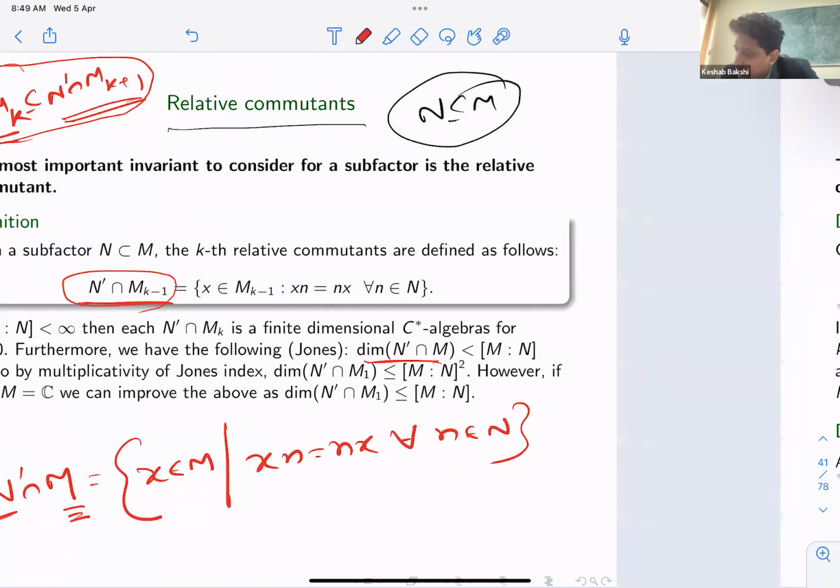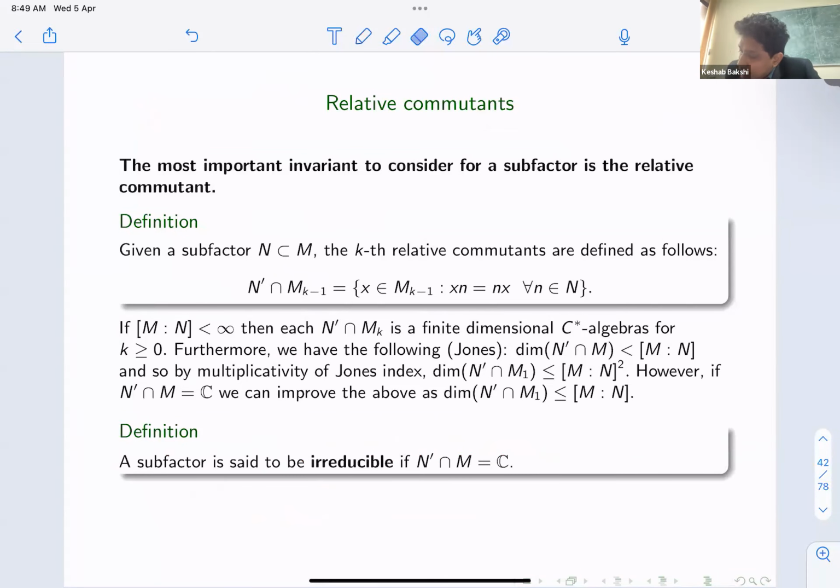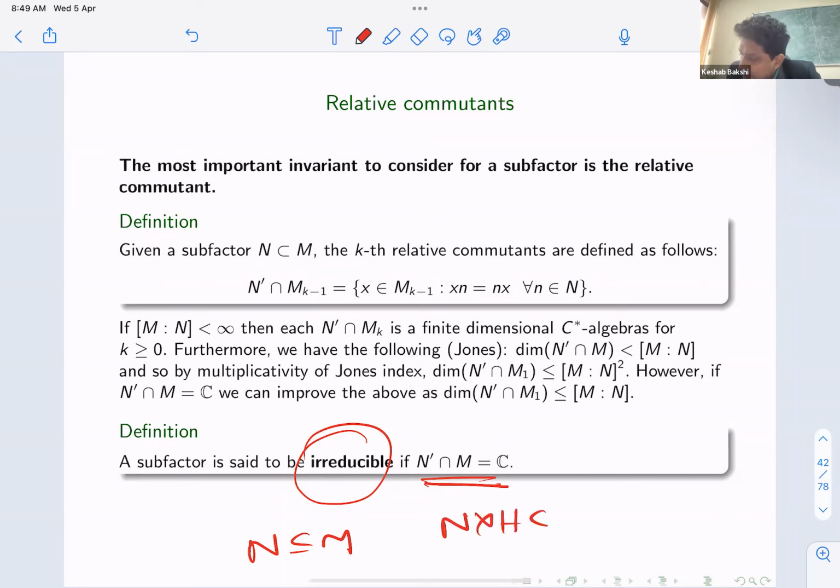Okay, these are called relative commutants. And a subfactor is called irreducible if N prime intersect M is scalar. So N subset M is called irreducible if N prime intersect M is just trivial. Examples are the subgroup subfactors, N cross H in N cross G, for a nice action.